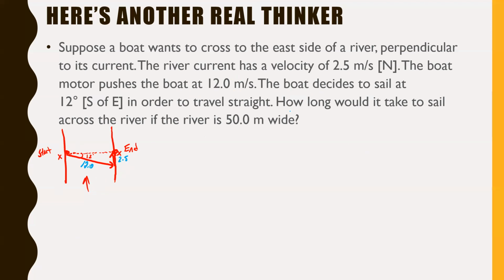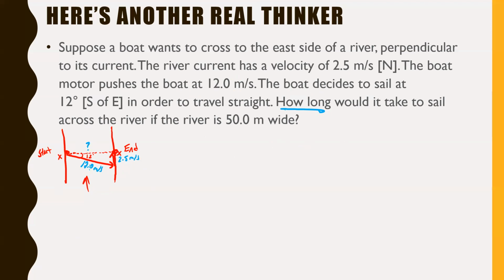The question's asking how long would it take to sail across the river if the river is 50 meters wide? Don't get carried away here. This 2.5 is meters per second. This 12.0 is meters per second. You can't just go and say that this is 50 meters because that doesn't match up with your meters per second. What we need to do here is find how fast they're going straight across the river.